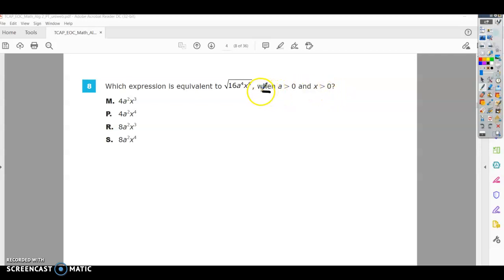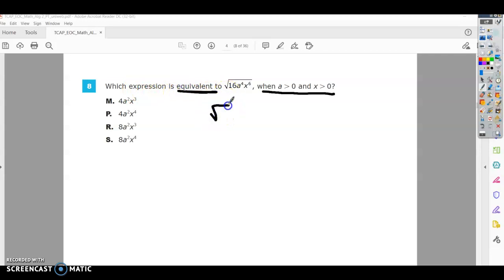All right, so this part here is just telling us that these two variables are positive, so that means we don't have to worry about having absolute values or anything extra in our answer. So that's going to make it a little bit easier. So which expression is equivalent?